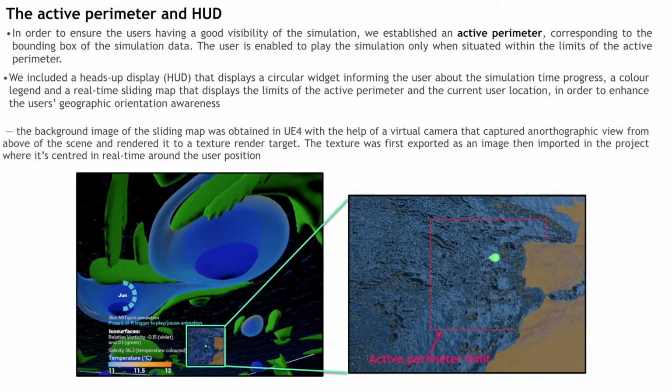In order to ensure good visibility of the simulation, we established an active perimeter corresponding to the bounding box of the simulation data. The user is enabled to play the simulation only when situated within the limits of the active perimeter. We included a HUD that displays a circular time progress widget, a color legend, and a real-time sliding map that displays the user location in order to enhance the user's geographic orientation awareness.